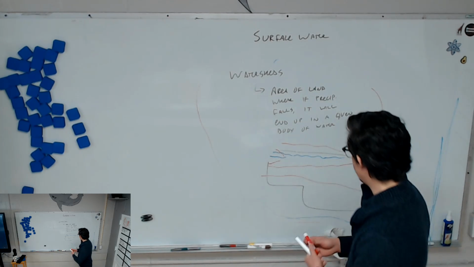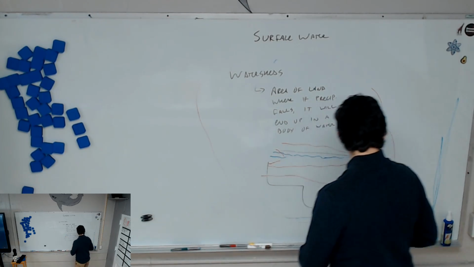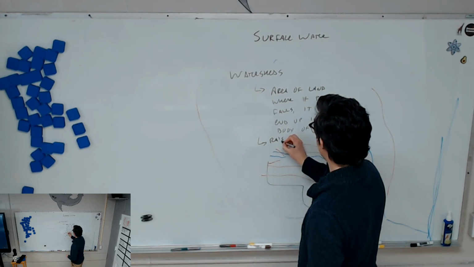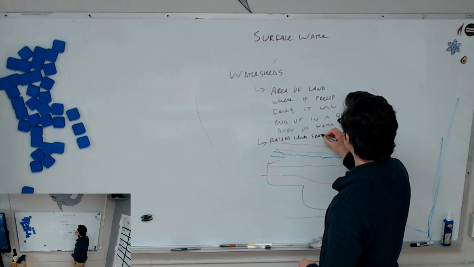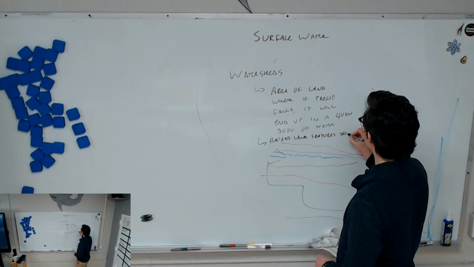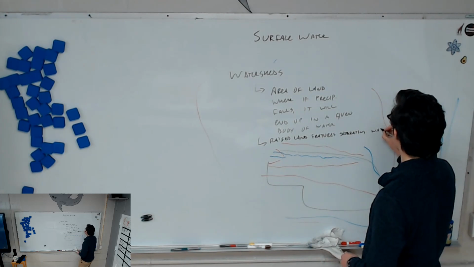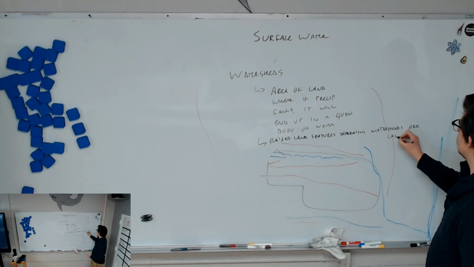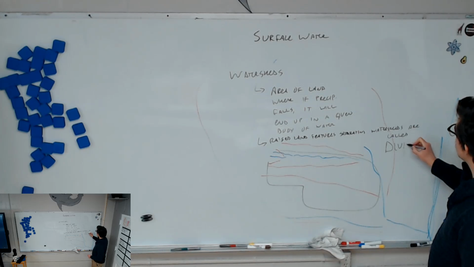You should also write down that sometimes there are raised land features. Features separating watersheds are called divides. Have you ever heard of a divide? Yep. What one specifically have you heard of? The Rocky Mountains.